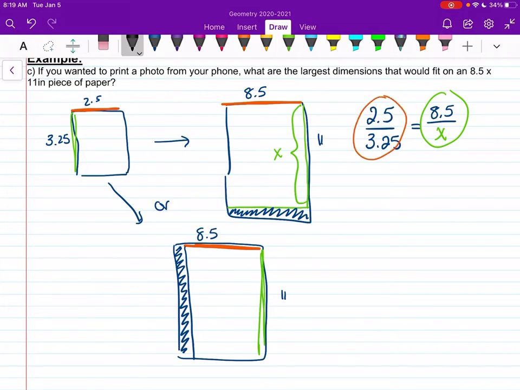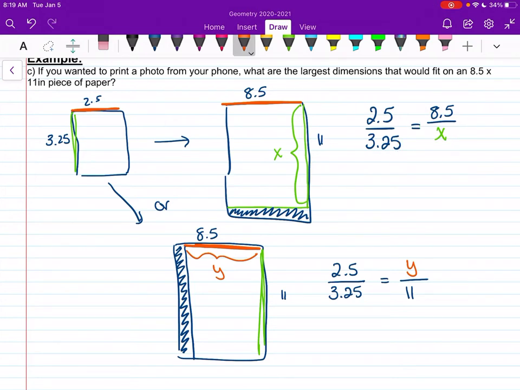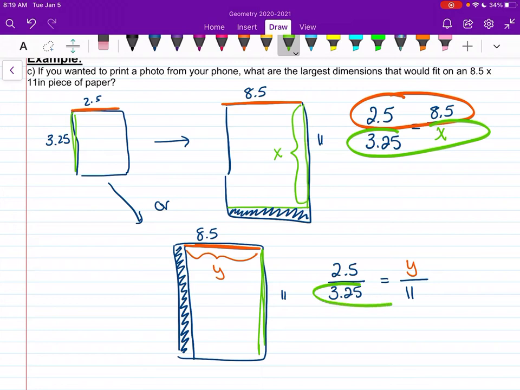Okay, I'm going to do the same kind of proportion for my next one. So for my next one, I made sure that the 3.25 got stretched all the way to the 11-inch side. But I'm not sure about the 2.5-inch side. So we're going to call this distance right here Y. We're not quite sure how far that's stretched. Oops, and sorry, my colors, I meant the orange goes on the numerator and the green goes on the denominator for both of these. So my green sides are on the denominator, my orange sides are on the numerator.